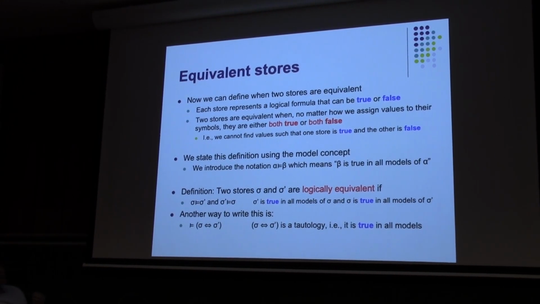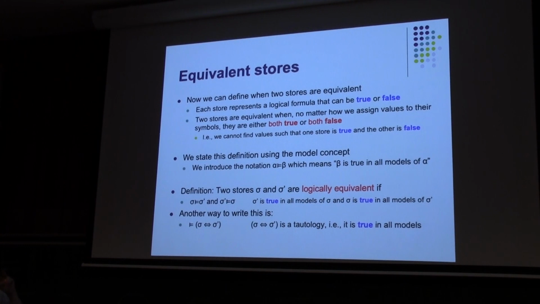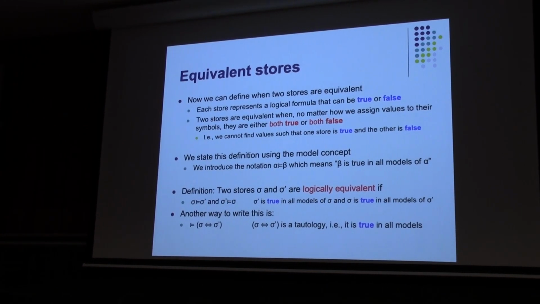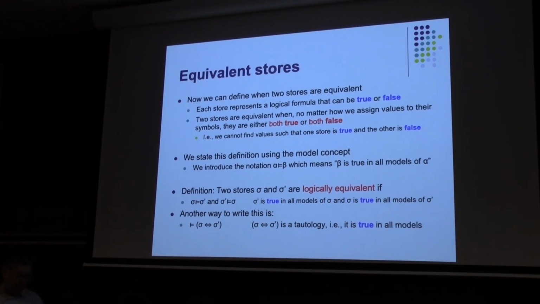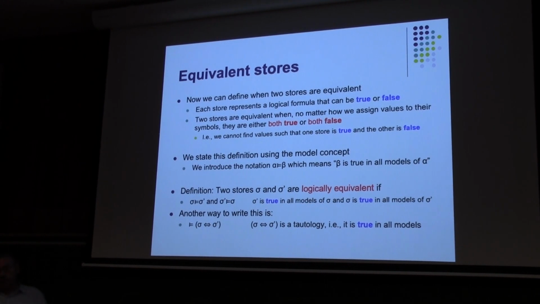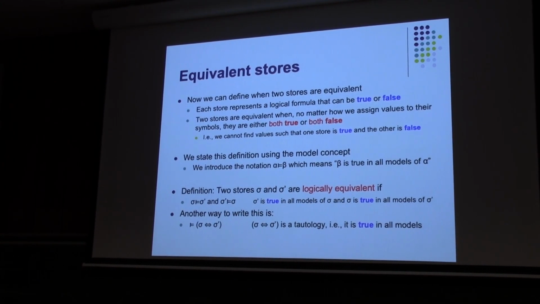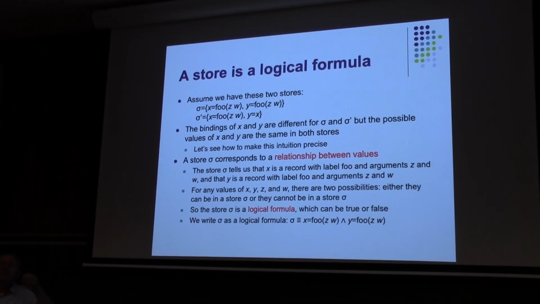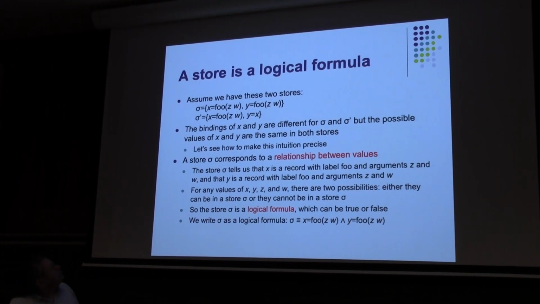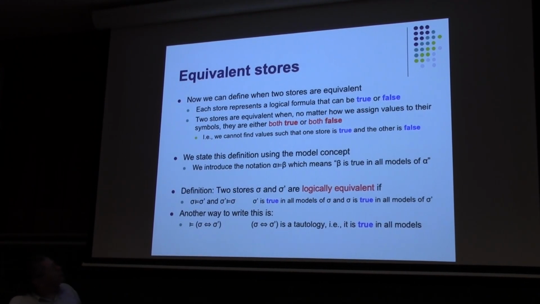Okay? So two stores are equivalent if, no matter how you assign the values to the variables, if one of them is true, the other one is also true. And if one of them is false, the other one is also false. That's it. That way we can see whether the stores are the same. So these two stores up on the top here, they're the same. They're saying the same thing, actually. They have the same information, according to this definition.